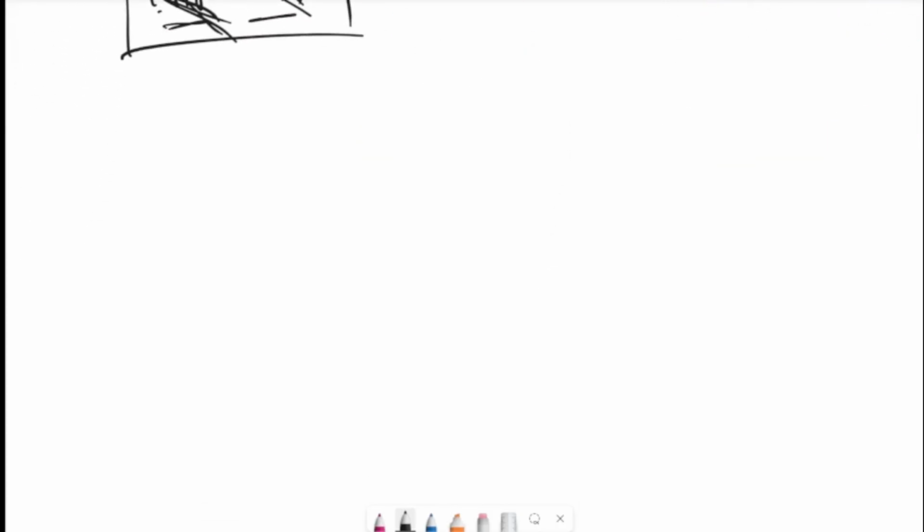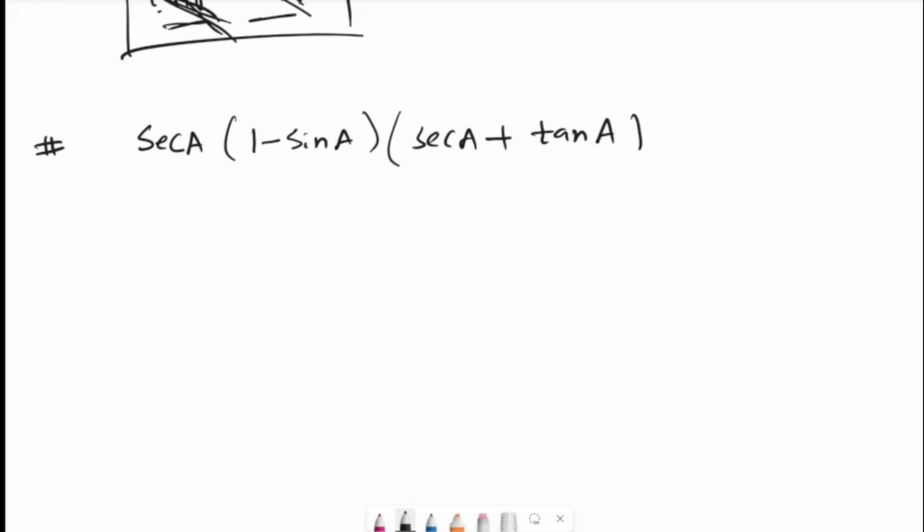Okay, let me solve problem number 4. Secant A times 1 minus sine A times secant A plus tan A. Okay, simplify this. It's telling you to simplify.